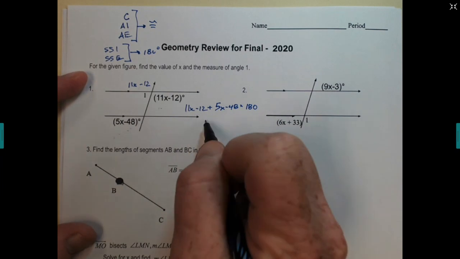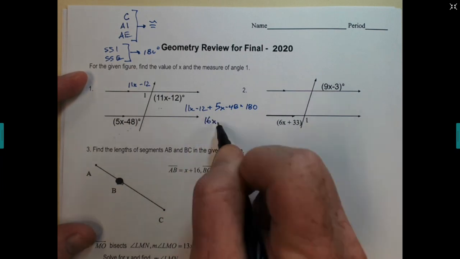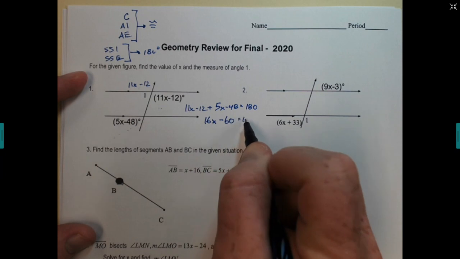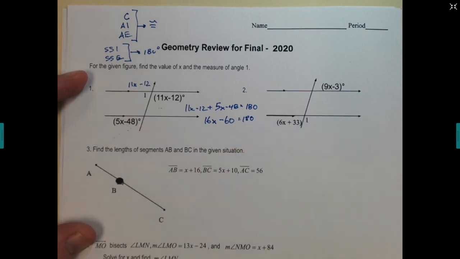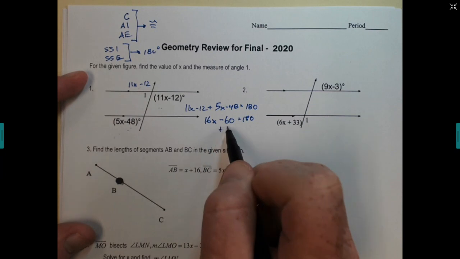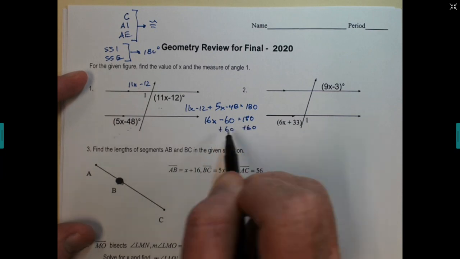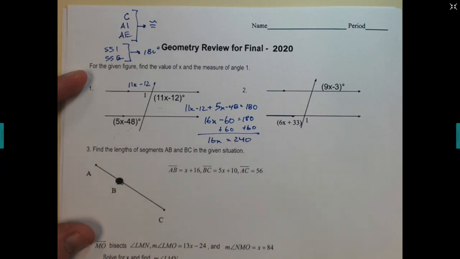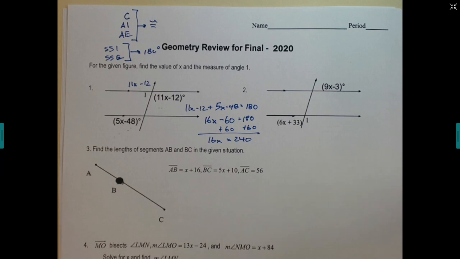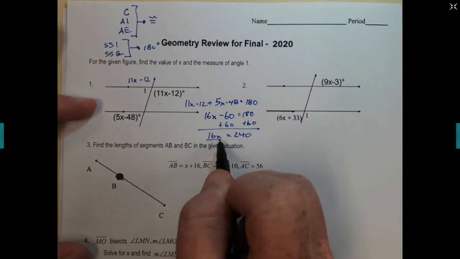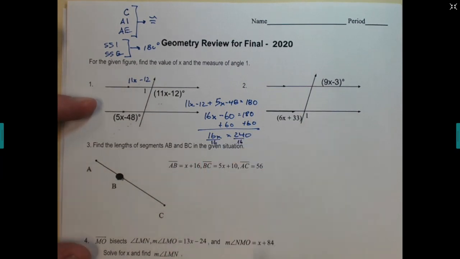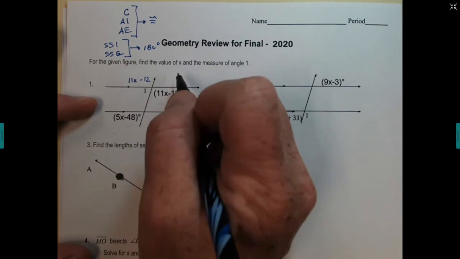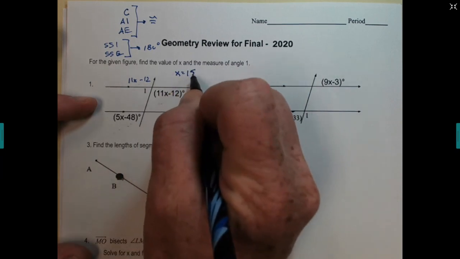So if we combine like terms, we have 16x minus 60. If we add 60 to both sides, and then we should probably figure out what's 240 divided by 16. We're going to divide by 16 on both sides. They want us to find the value of x. So x for this problem is 15.